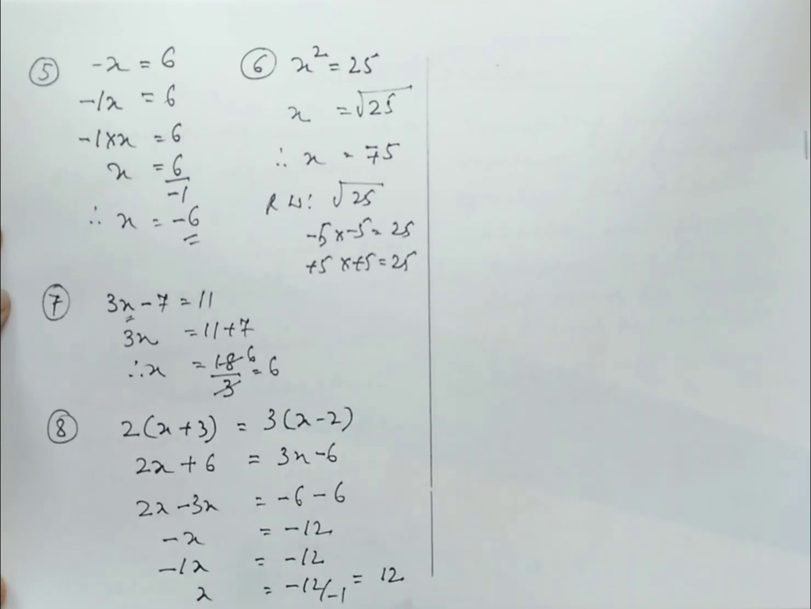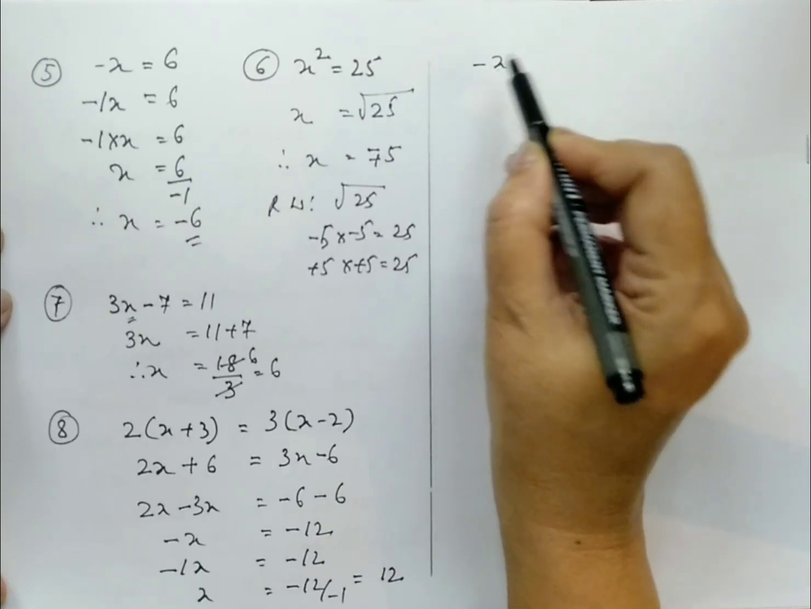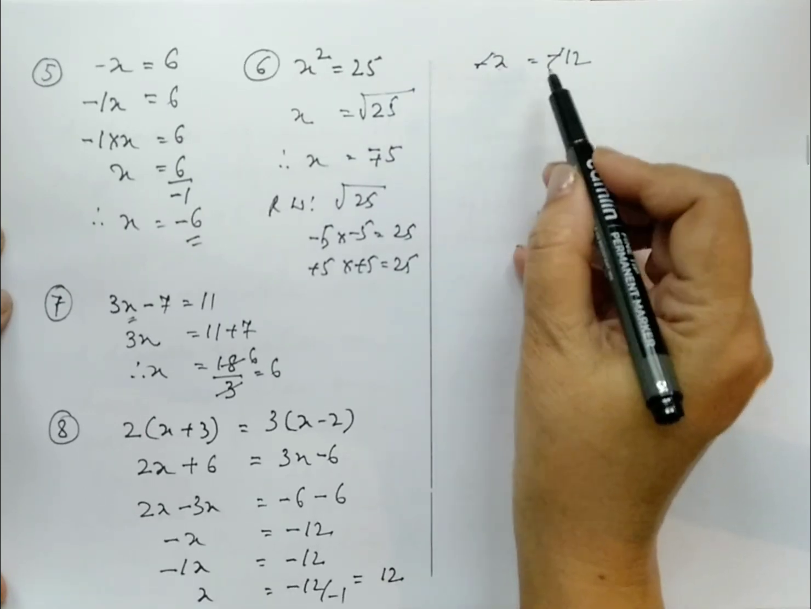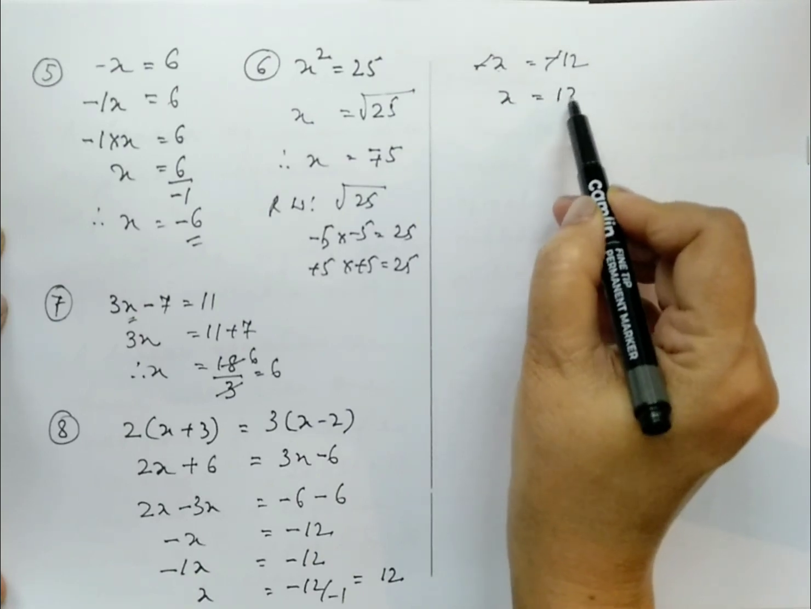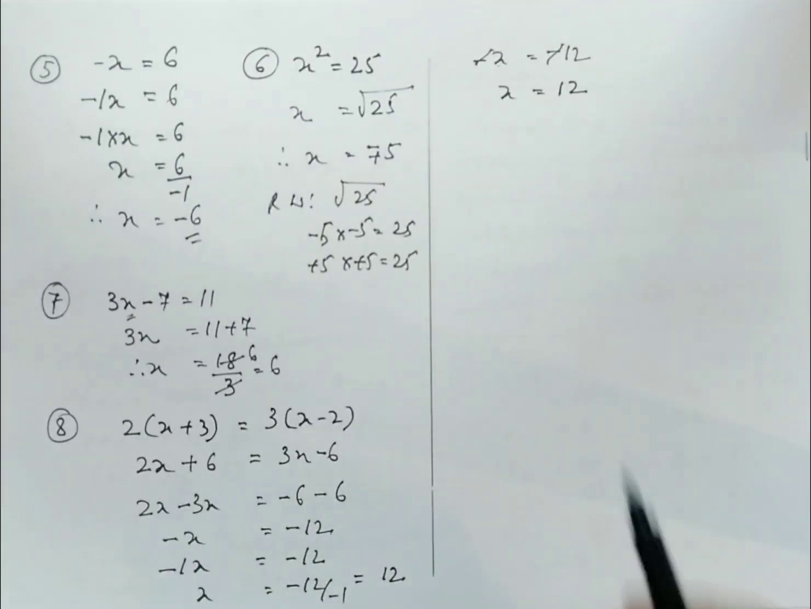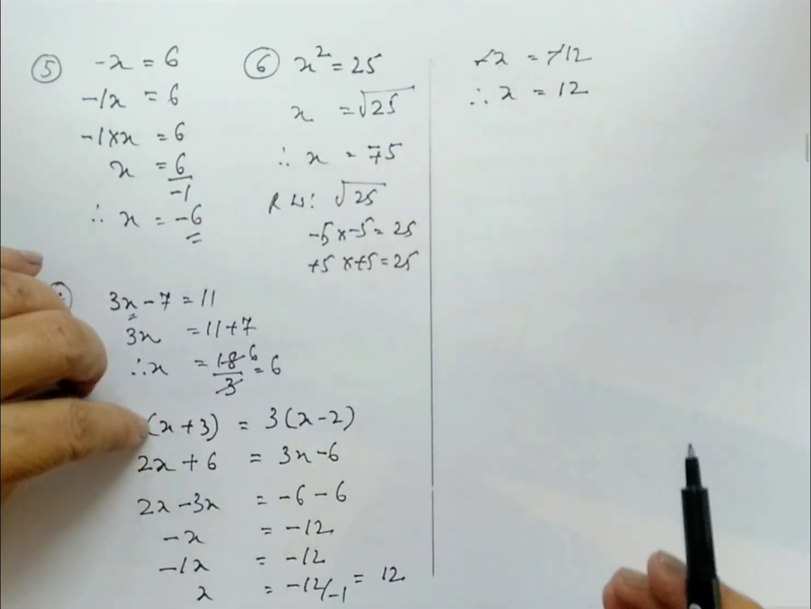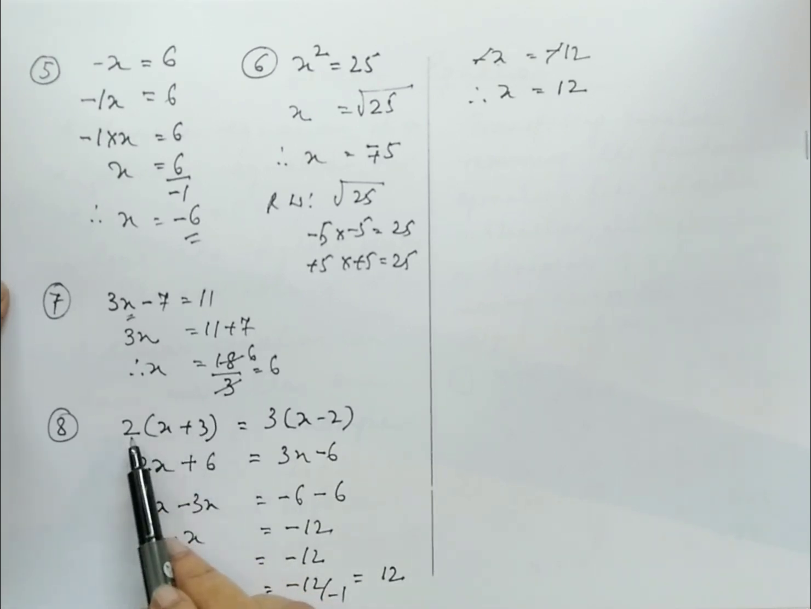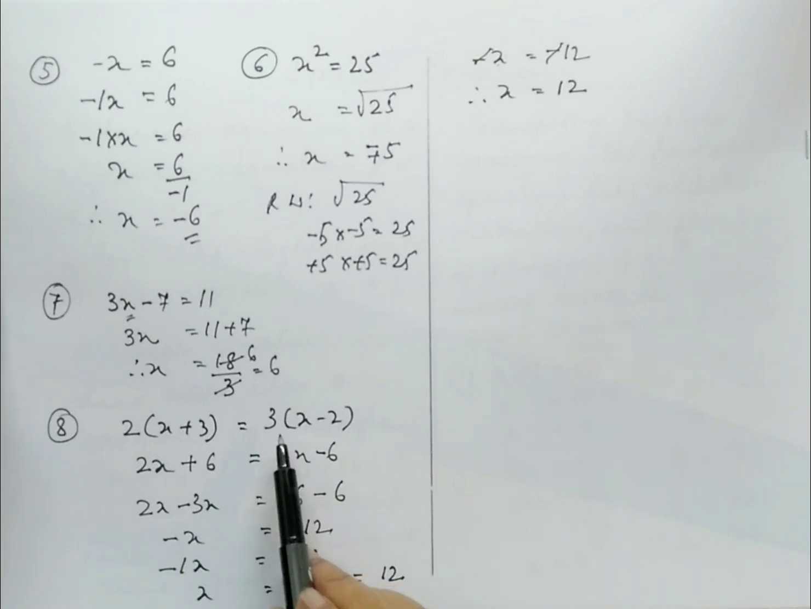The other option is that, minus x is here and minus 12 is here, we can cancel minus on both sides, and therefore write x equals to 12. Alright, so this is the answer for x. So if we put x over here equals to 12, 12 plus 3 is 15, 15 into 2 is 30. Here 12 minus 2 is 10, 10 into 3 is 30.